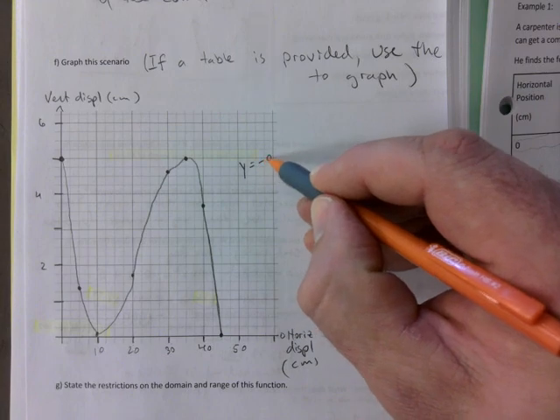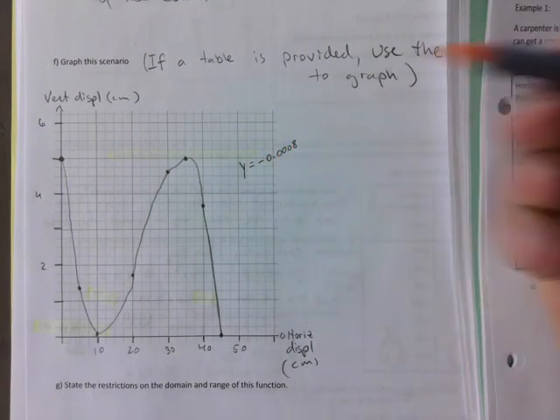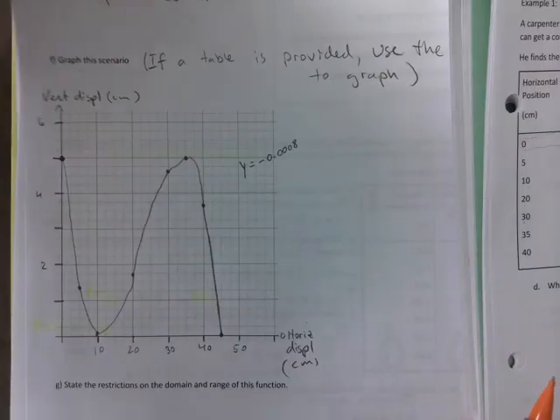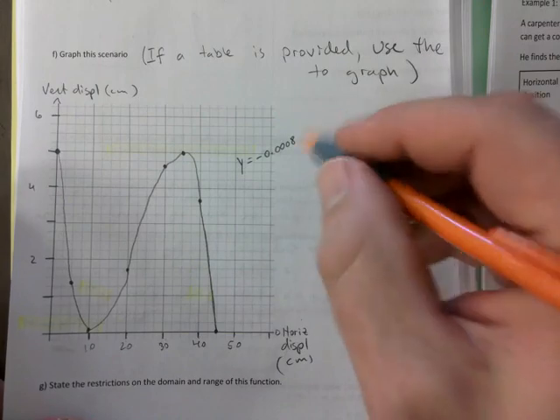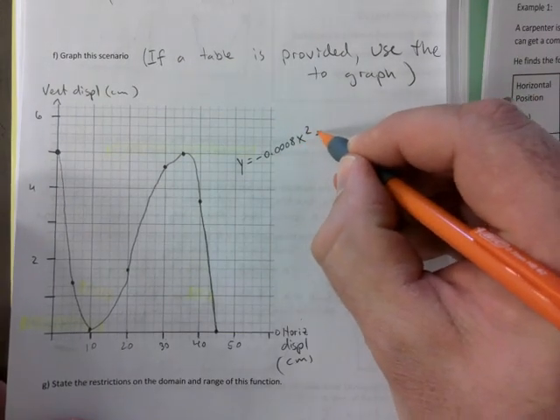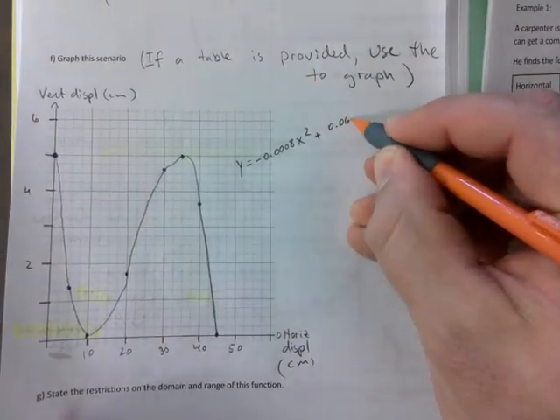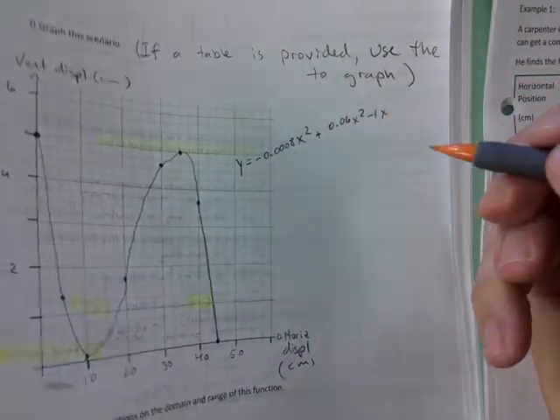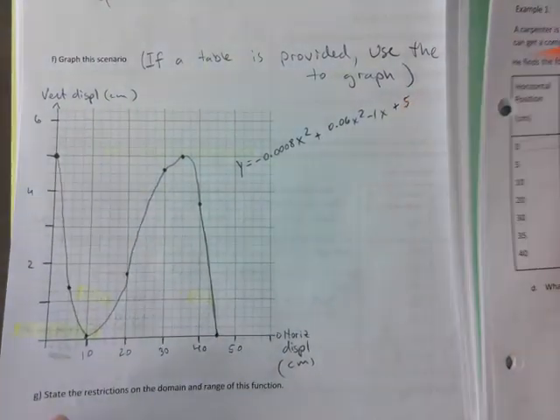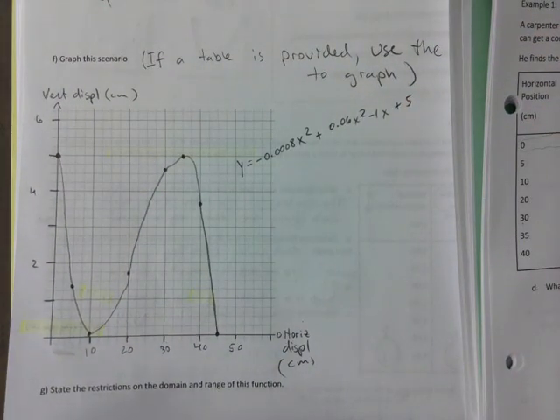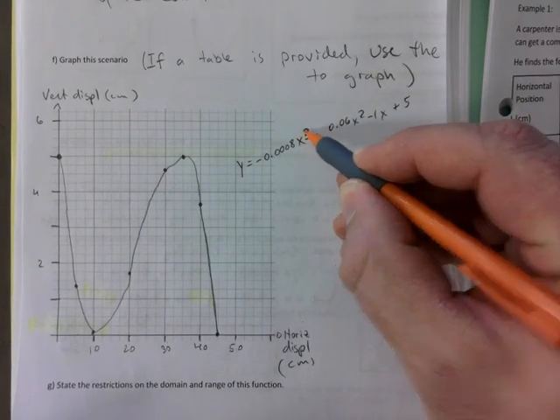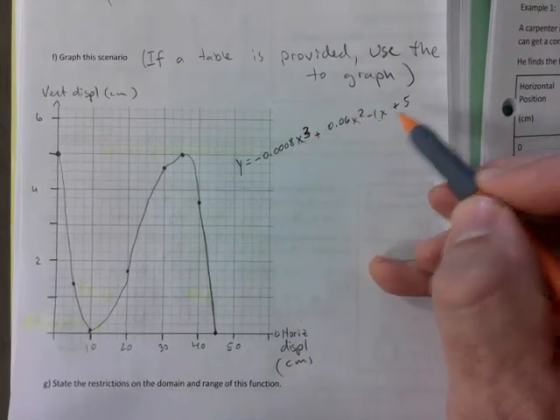That's the bad thing about a cubic. Is it 3 zeros or 2 zeros? 3 zeros. One more time, sorry guys. 0.06x squared minus 1, minus 1x plus 5, right? Oh, x cubed. X cubed, x squared, x, 5. There we go.